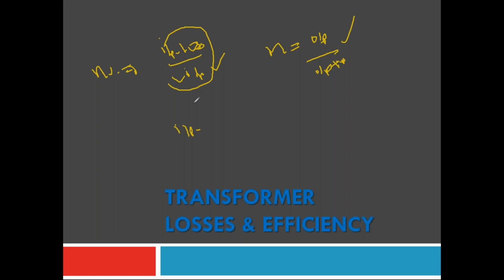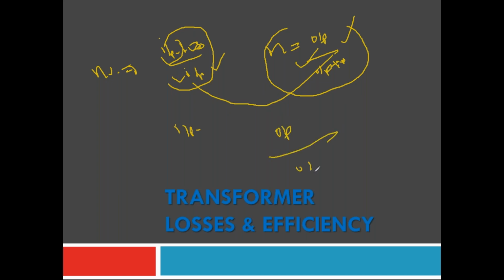For a transformer, we can use both equations: input minus losses divided by input, or output divided by output plus losses, because for a transformer both ends are electrical energy. But from the calculation point of view, we always choose the second equation, because it is very convenient to calculate the output when compared to the input value. So we can use both formulas, but for convenience we use only the second equation, that is output divided by output plus losses, right?